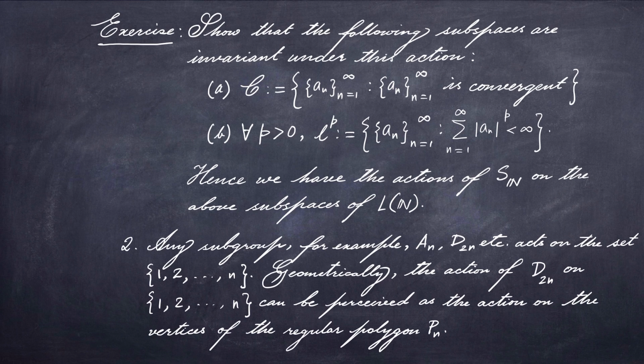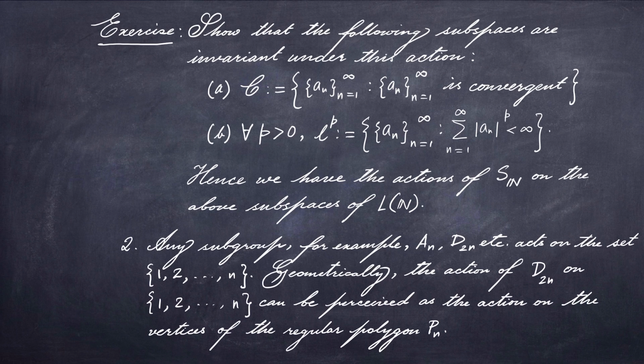The next example is about the actions of these important subgroups of Sn, namely alternating groups and dihedral groups. Since Sn acts on this set, automatically An, D2n and other such subgroups of Sn will automatically act on this set 1 up to n. Geometrically, the action of D2n on 1 up to n can be perceived as follows. Remember that D2n is nothing but the group of symmetries of a regular polygon Pn. So the action of D2n on 1 up to n can be geometrically perceived as the action of the symmetry group of Pn on the set of vertices of Pn.